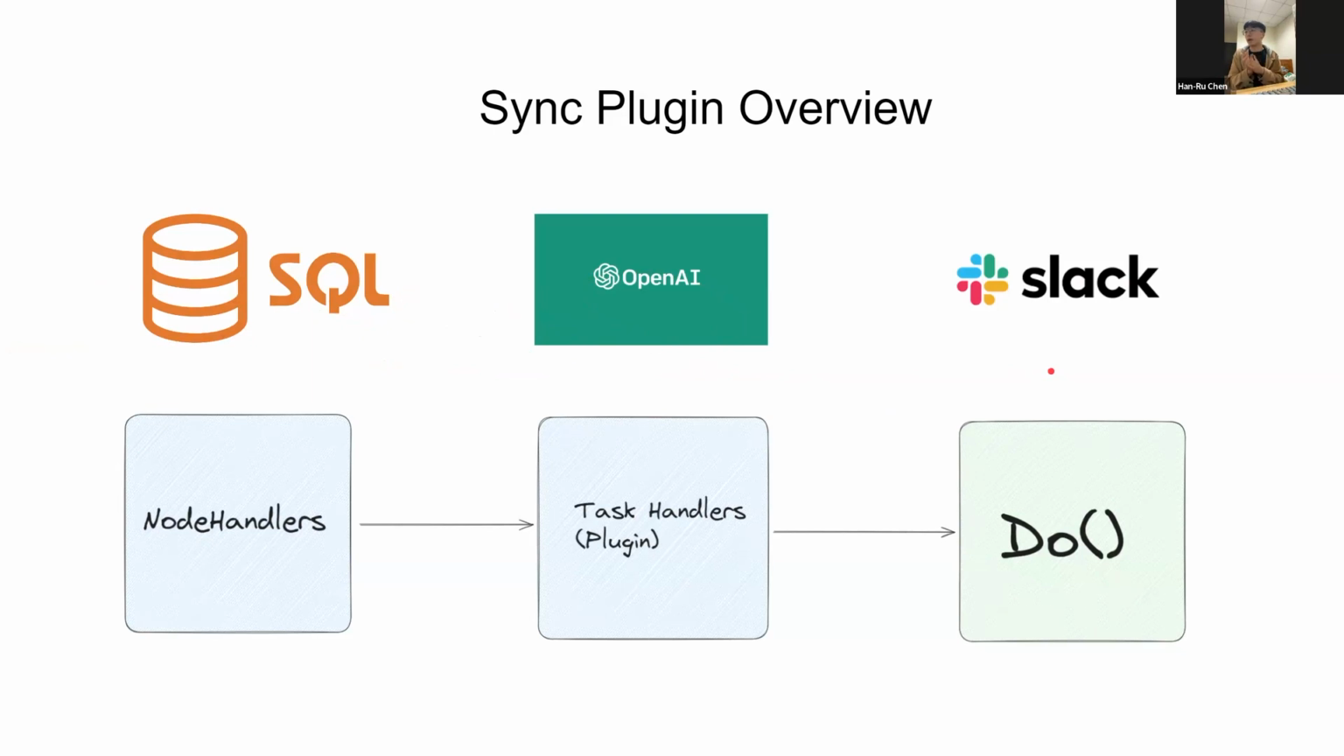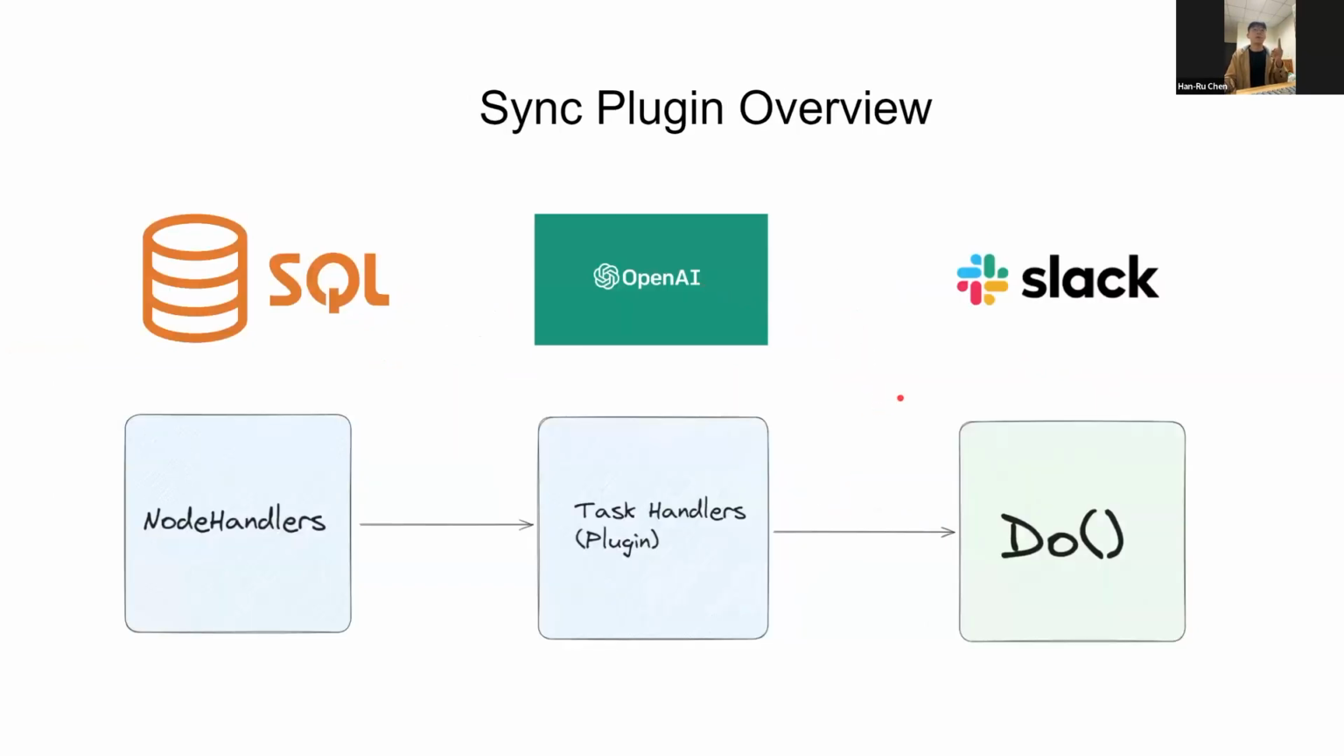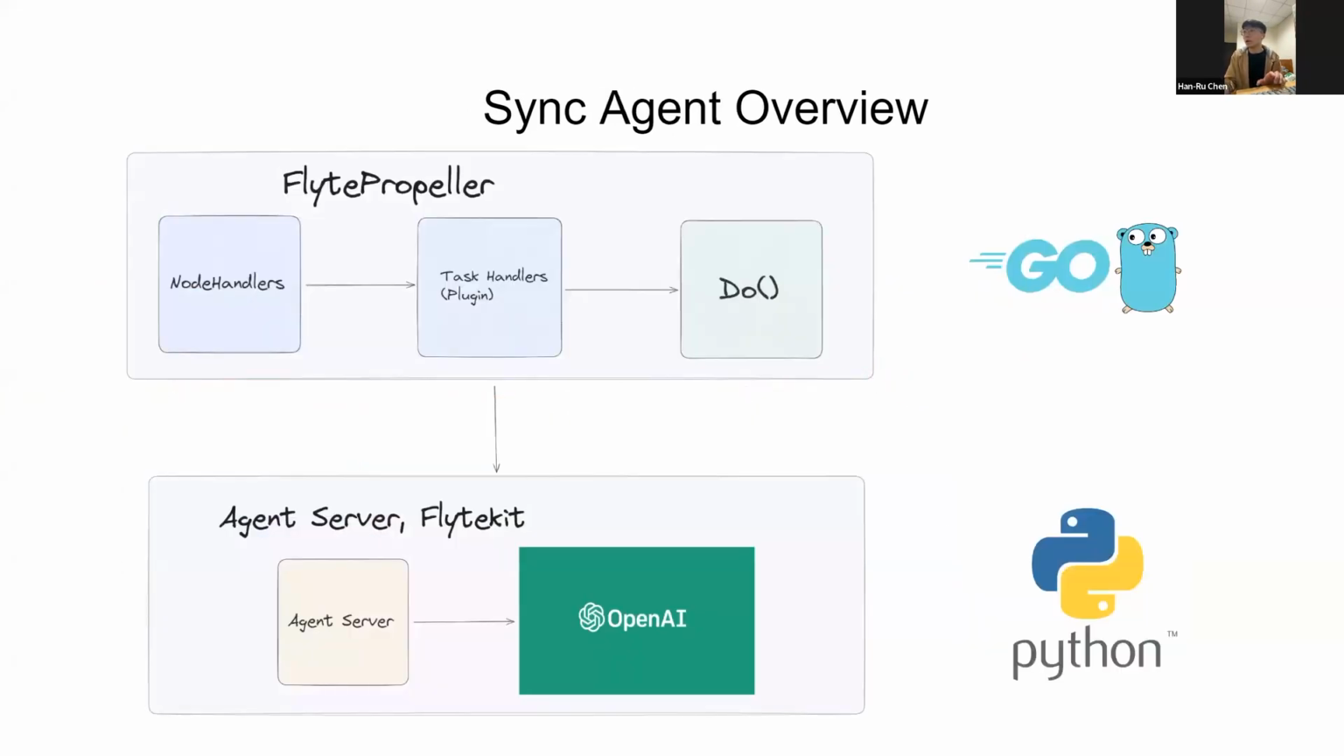And synchronous plugins are really born for these cases. Compared to an asynchronous plugin, which has three functions, a synchronous plugin has only one function, and it's just a do request to achieve this mechanism. Let's go through the sync agent. This slide is going to talk about the benefits of the synchronous agent, and this is the architecture of the synchronous agent.